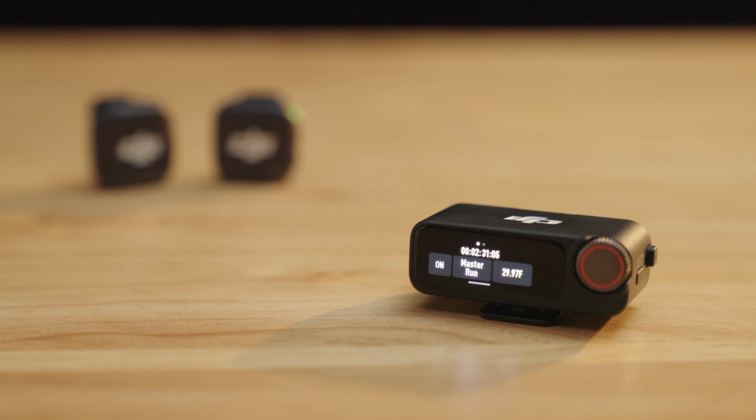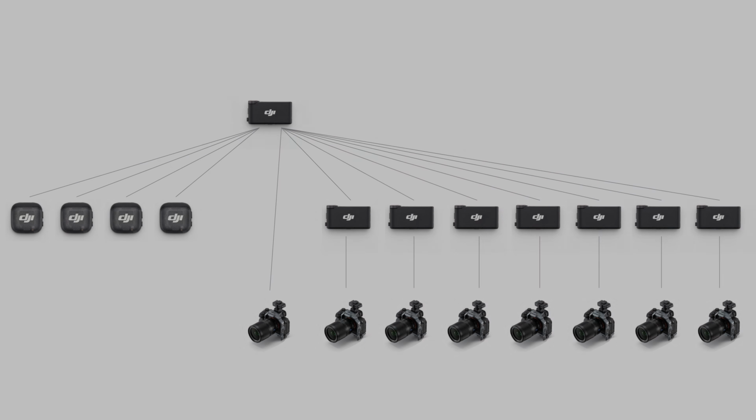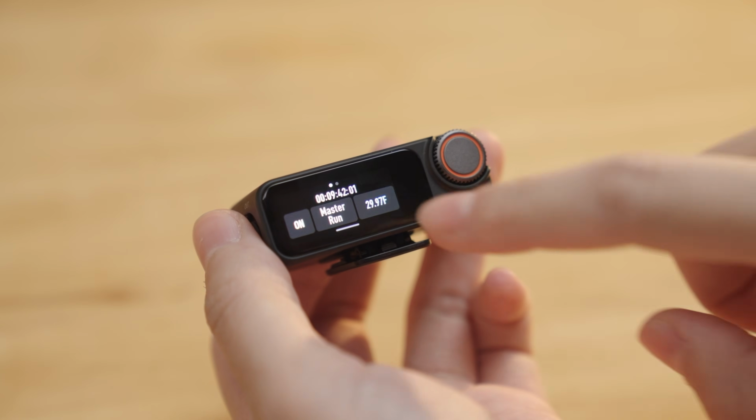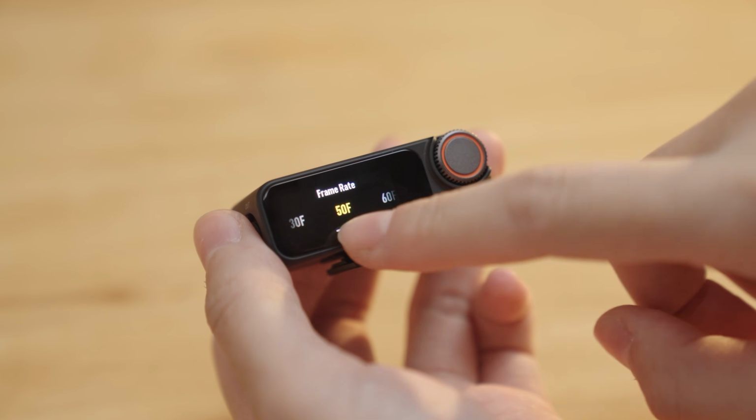When the receiver is working as the timecode generator, master run is displayed on the receiver screen. All transmitters linked to the receiver will automatically synchronize to its timecode. Set the receiver to the same frame rate as all recording devices.